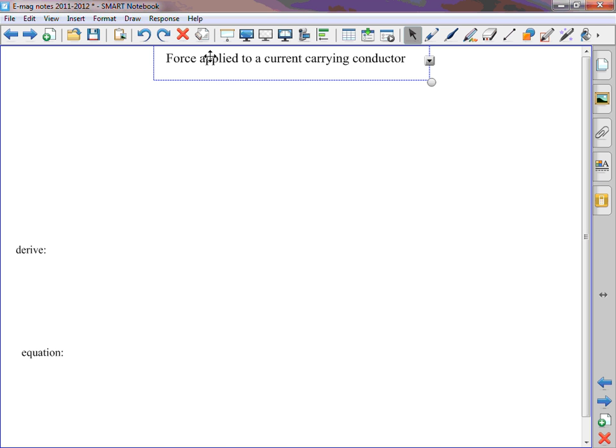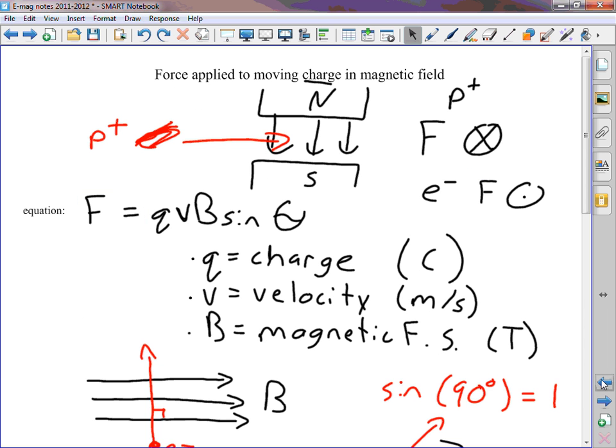What we did previously is we talked about how if there is a charge, like here we had a proton, going through a magnetic field, a force was applied to it, and we gave this equation where force is equal to the charge times the velocity times the magnetic field times sine theta, where sine theta indicates that to get a maximum force, the direction of motion has to be perpendicular to the magnetic field. If it was going the same way as the magnetic field, there'd be no force. And also, remember it's QVB, that means the charge has to be moving. If there is no velocity, if the charge is just sitting there, there is no force.